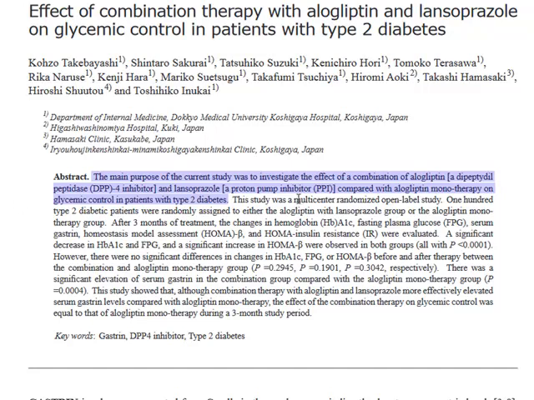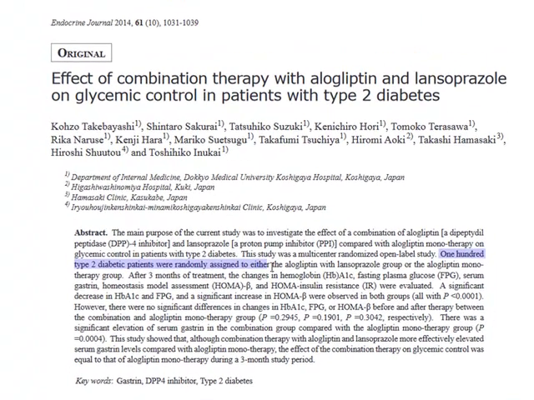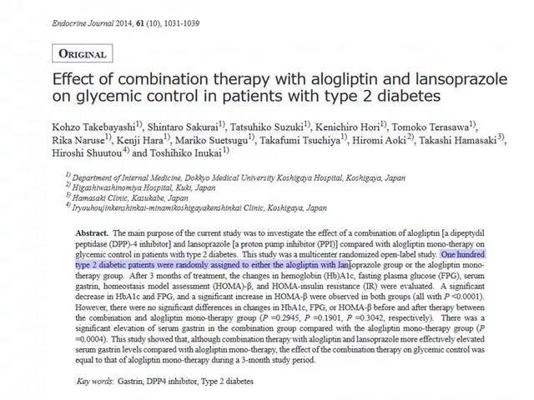This study was a multi-center randomized open-label study. 100 type 2 diabetic patients were randomly assigned to either alogliptin with lansoprazole group or the alogliptin monotherapy group. So it's telling us right here who was tested, 100 type 2 diabetic patients. And then at the end, it tells us the result.